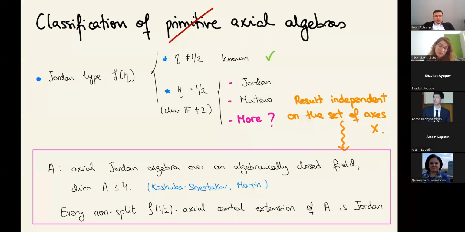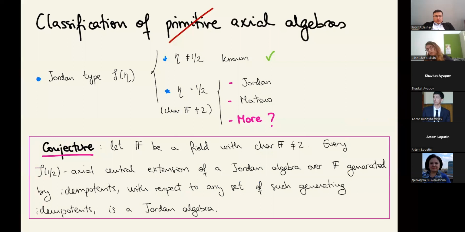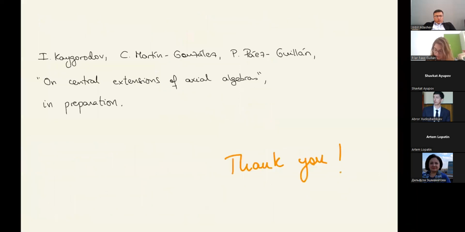So we dare to make a conjecture. In all this setting, we need to ask the characteristic not to be 2. If we have a field of characteristic not 2, we conjecture that every axial central extension of type 1/2 of Jordan algebras which are axial, so of Jordan algebras generated by idempotents, is going to be again a Jordan algebra, and probably with respect to any set of such generating idempotents. And I do not dare to conjecture whether there are more axial algebras of type 1/2 or not. I'm not so expert by far, but it seems that with central extensions, whenever we start with Jordan, we are going to end in Jordan. And well, I think, yes, this is it.